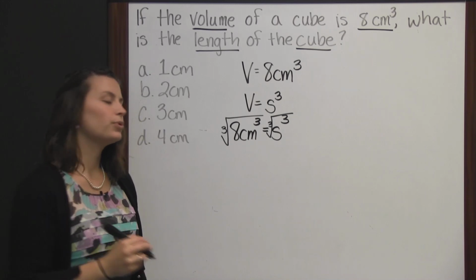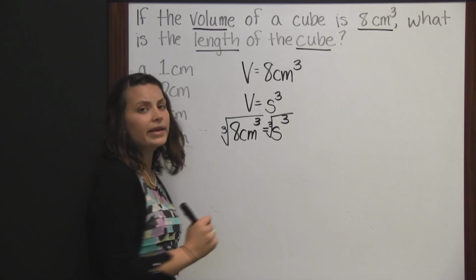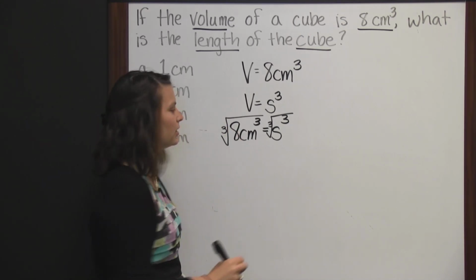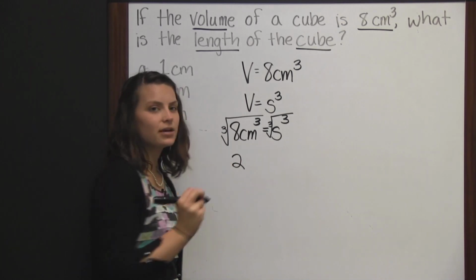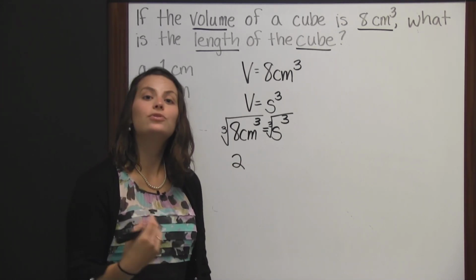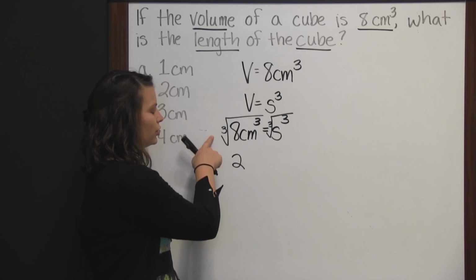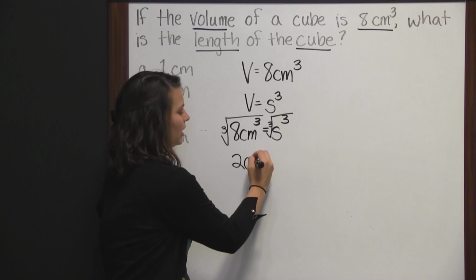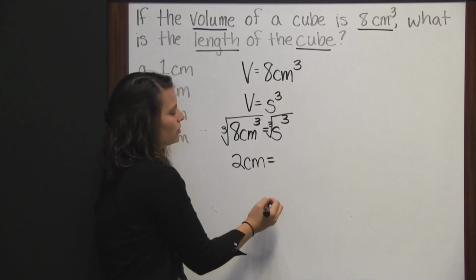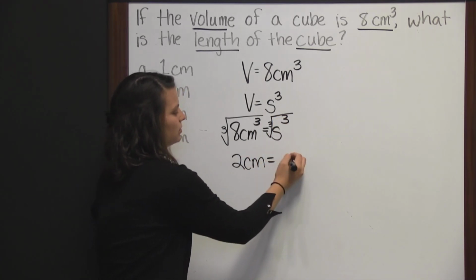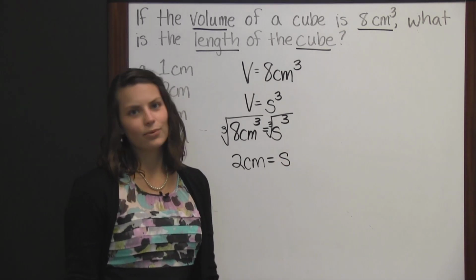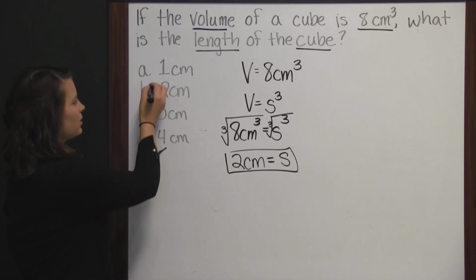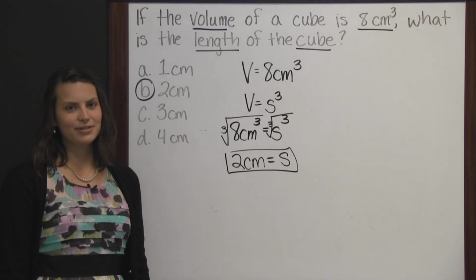And when you're taking the cube root, really what you're doing is you're finding what number times itself 3 times would give you 8. And that number would be 2. 2 times 2 times 2 is 8, or 2 cubed is 8. So the cube root of 8 is 2. And the cube root of centimeters cubed is simply centimeters. And that equals the cube root of side cubed, which is side. Or again, length or width or height, all the dimensions are the same. So what is the length? Answer B, 2 centimeters.